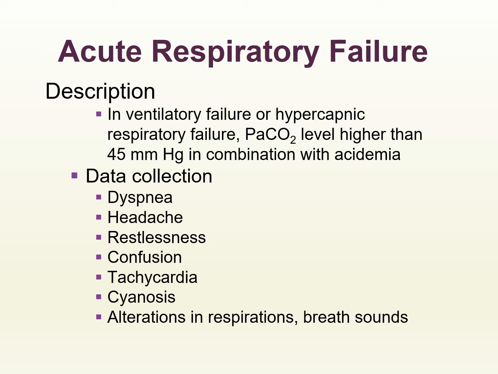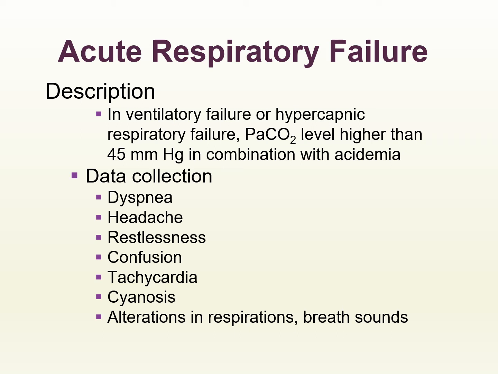Acute respiratory failure. What's happening here is 2 things. Either the patient has too much carbon dioxide in the blood or not enough oxygen. So it can be either way. Either the body is not removing enough carbon dioxide out of the blood or it's not putting enough oxygen in it. So this can result in hypercapnia, or too much carbon dioxide in the blood, where the PCO2 level is actually higher than 45 mm Hg and the patient starts to develop acidemia or acidosis.